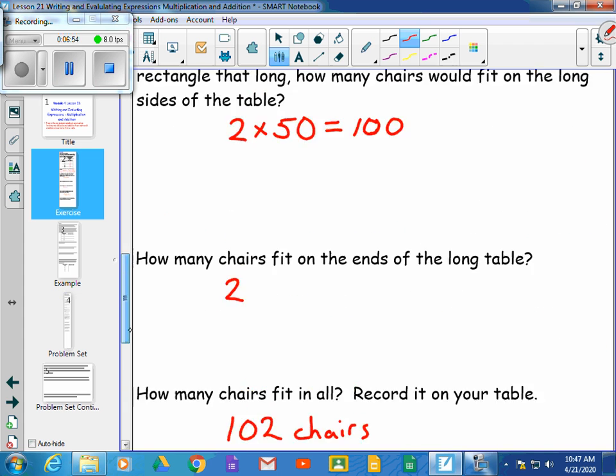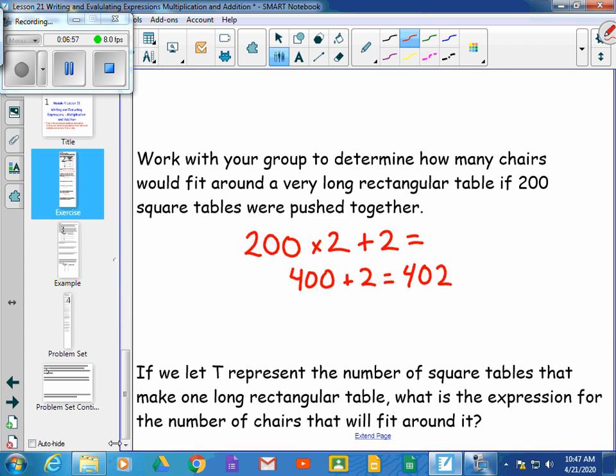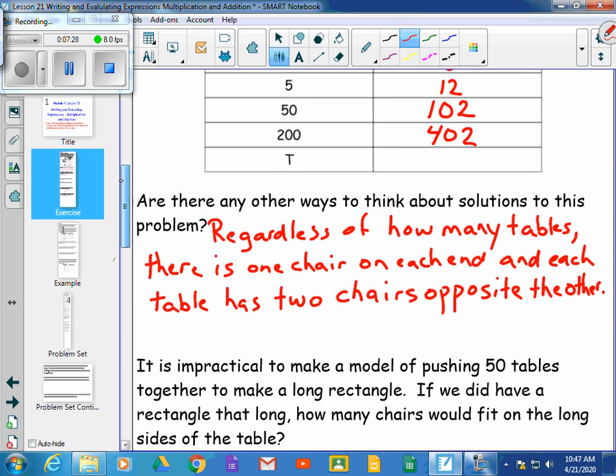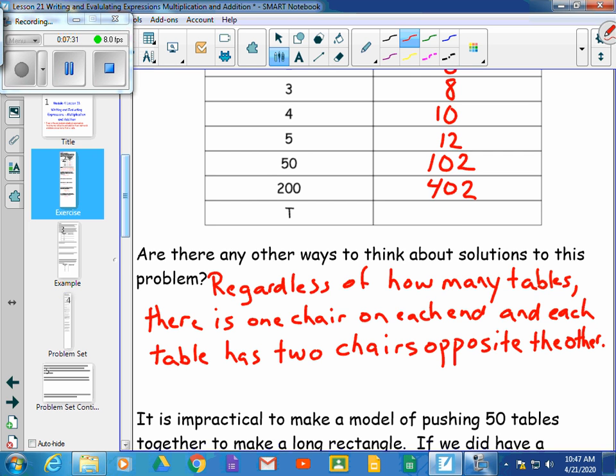Now finally, it says if we let T represent the number of tables that make one long rectangular table, what is the expression for the number of chairs that will fit around it? Remember what we did as far as a pattern. We multiplied 2 times the number of tables to represent the number of people on the sides, and then we had 1 on each end, so 2 ends we could say is 2. Our algebraic expression for T tables would be 2T plus 2 chairs.